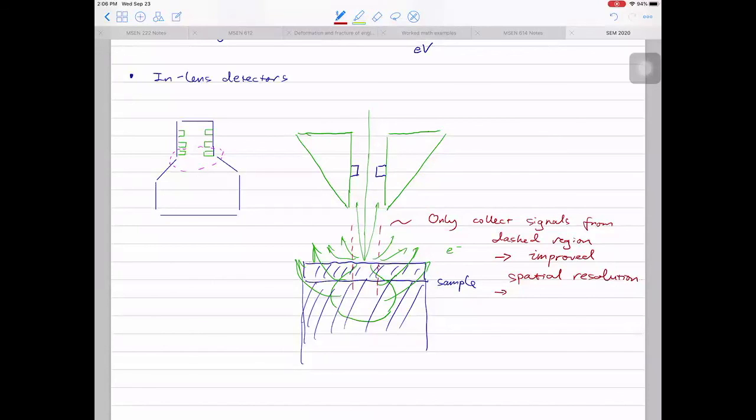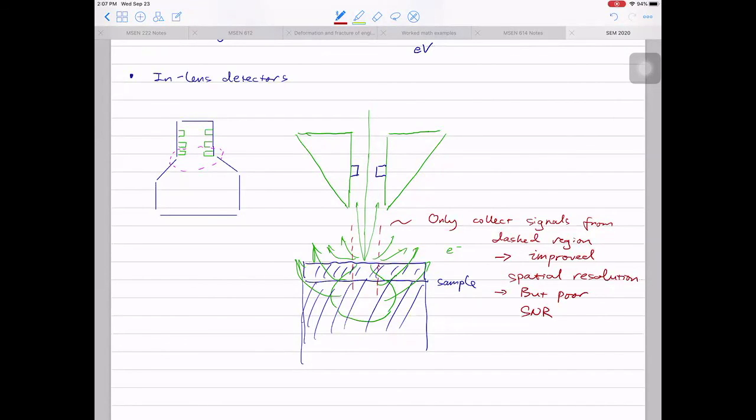The limited intensity? Exactly. Since you're cutting off a lot of signals, you're only using a small portion of the total signals generated. So you get less signal. You have poor signal to noise ratio. Excellent.